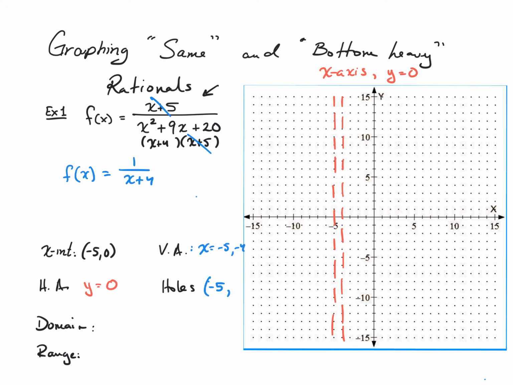So to figure out its output, I will now evaluate f of -5, and I plug that in. And when you plug -5 in, you get 1 divided by -1, which is -1. So I have a hole at -5, -1. So I'm going to go ahead and plot that. So I'll plot that hole at -5, -1. So -5, -1, there it is.